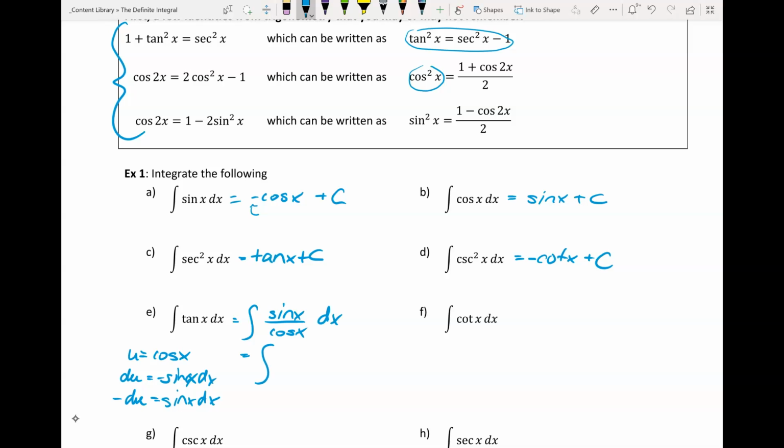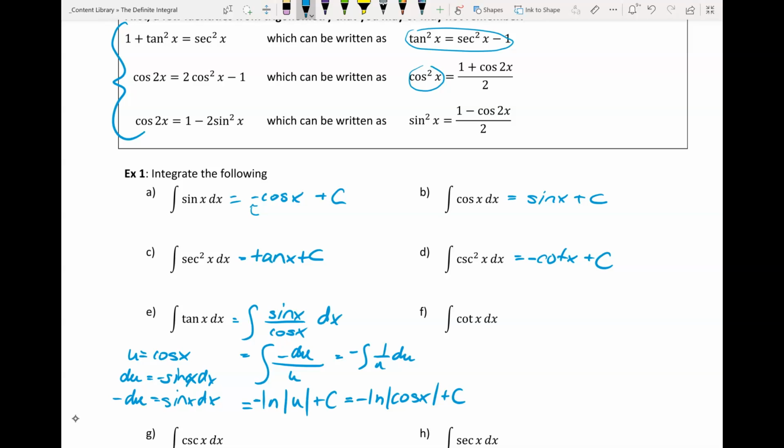So we can do some replacing here. Sin x dx becomes negative du. The cos x on the bottom becomes u. I'm just rearranging. So the antiderivative of 1 over u is ln absolute value of u plus a constant, and then we're going to replace the u with cos x. And then you're done with that one.